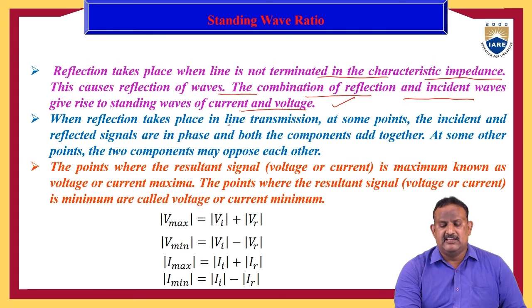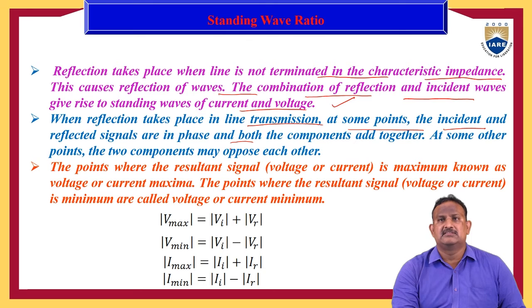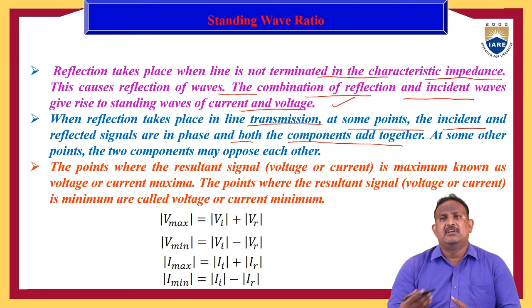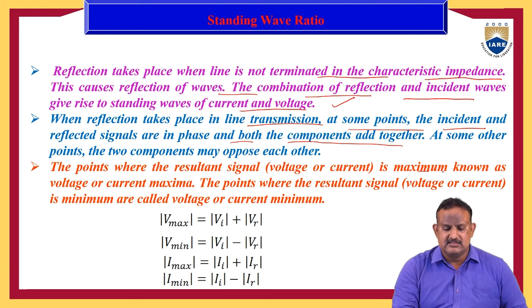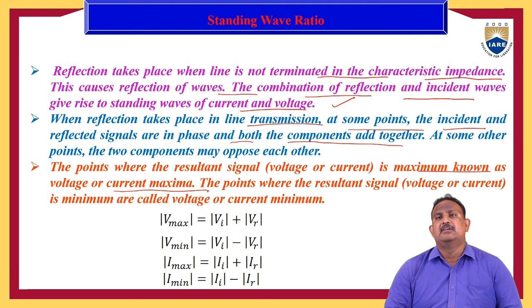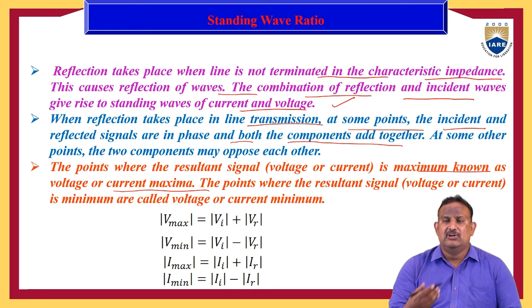When the reflection takes place in a transmission line, at some points the incident and reflected signals are in phase, and both the components add together. At some other points, the two components may oppose each other. The points where the resultant signal is maximum are known as voltage or current maxima. The points where the resultant signal is minimum are known as voltage or current minima.